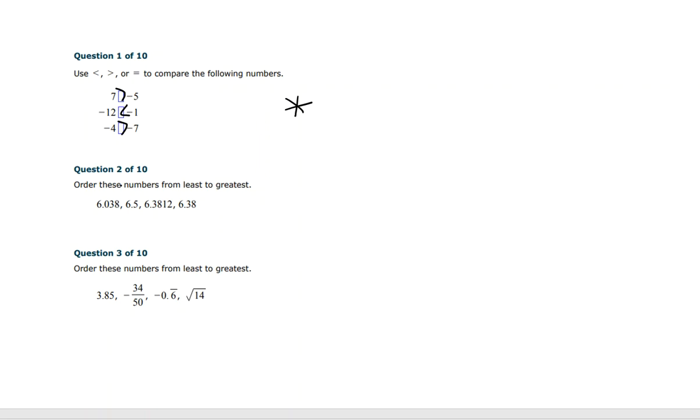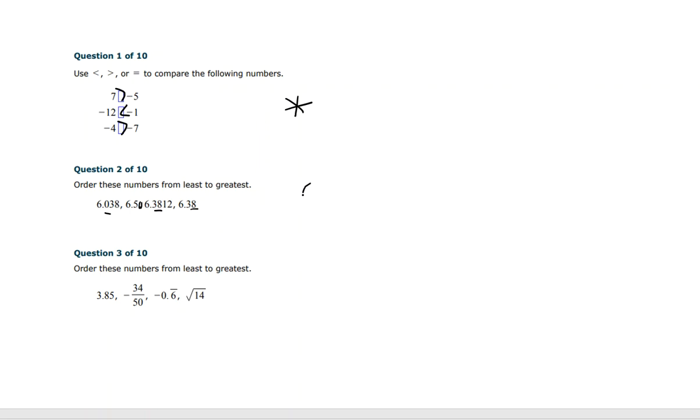The next one, order these numbers from least to greatest. Remember, when we are talking about decimals, these are all decimals. It's really good to just look at the hundredths. Like if we make this a 50, this would be 0.38 and 0.38. If we do that, we can think about it like money, and it helps us to be able to order, okay? Because I know all teenagers understand how to use money.